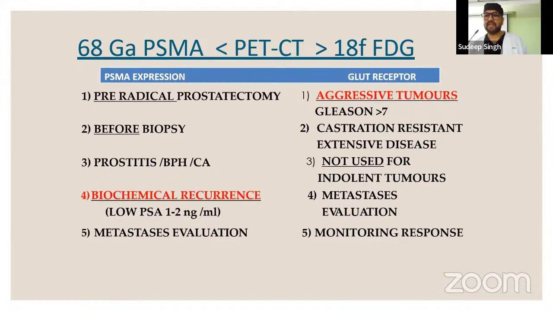So the PSMA PET-CT is better than 18F FDG. FDG is based on GLUT receptors, can be used for aggressive tumors, lesions more than 7, castrate-resistant extensive disease. It is not used for indolent tumors. It can be used for metastatic evaluation and monitoring response. PSMA expression can be helpful in pre-radical prostatectomy before the biopsy, prostatitis, BPH, or carcinoma for biochemical recurrence and metastatic evaluation.